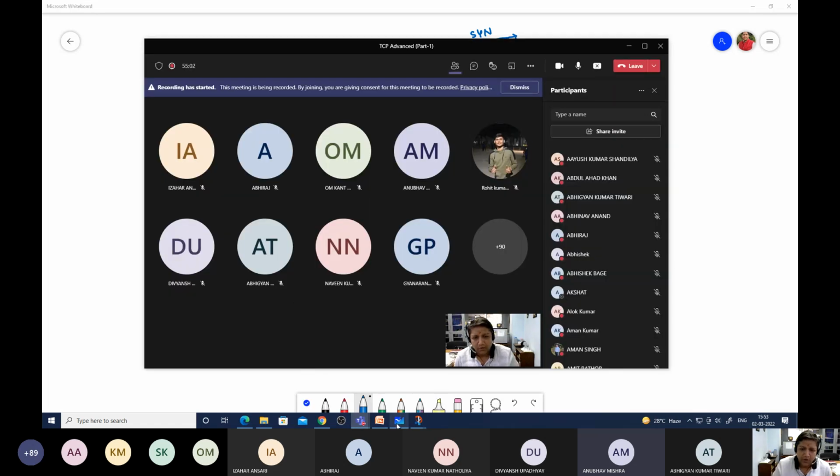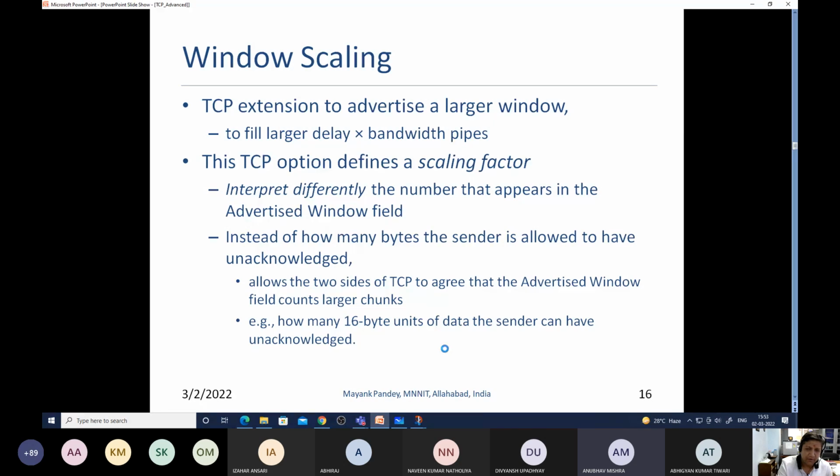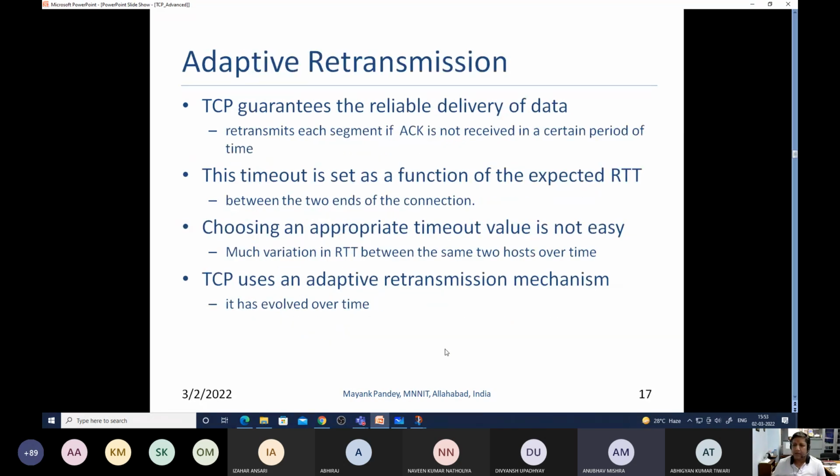Okay, so if we move ahead after window scaling, the another issue is adaptive retransmission. And this is the most studied portion of TCP. Most studied, most evolved, and most difficult to understand portion of TCP. So I want everybody to be keenly listening to what I'm saying, and if there is a slightest of doubt, you can interrupt me.